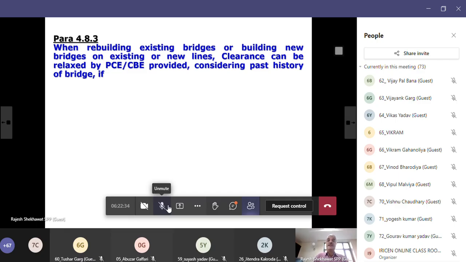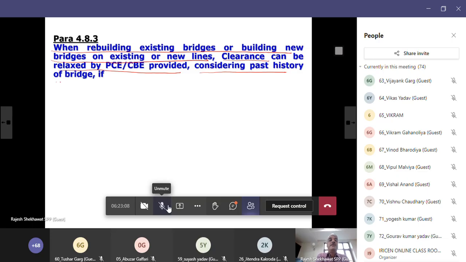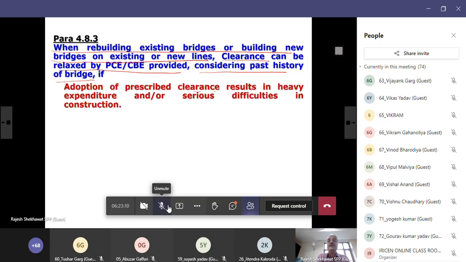Now let us come to other cases, when you are rebuilding an existing bridge or building a new bridge on an existing or new line. Either you are rebuilding the bridge, doing everything new, or you are building a bridge on an existing line, where sometimes you provide extra openings when there are repeated complaints of floods, or you are making an entirely new line. Then it says these clearances can be relaxed by PC or CB in cases where adoption of these clearances will result in heavy expenditure or serious difficulty.